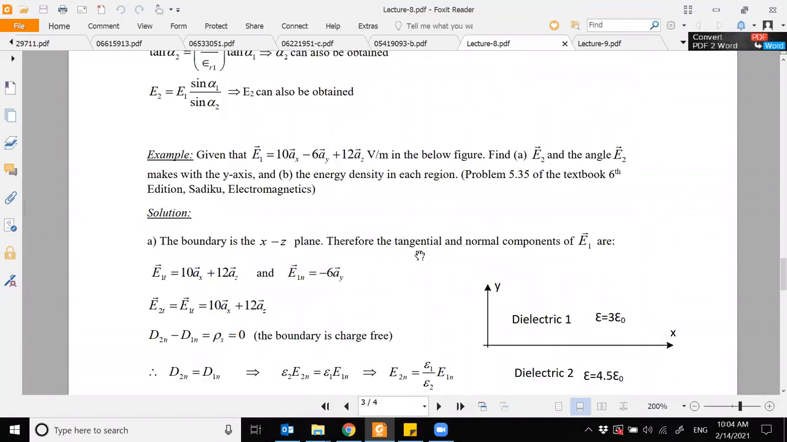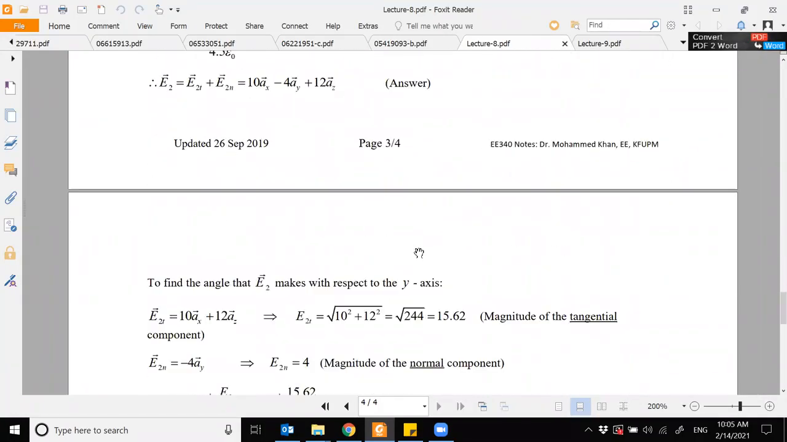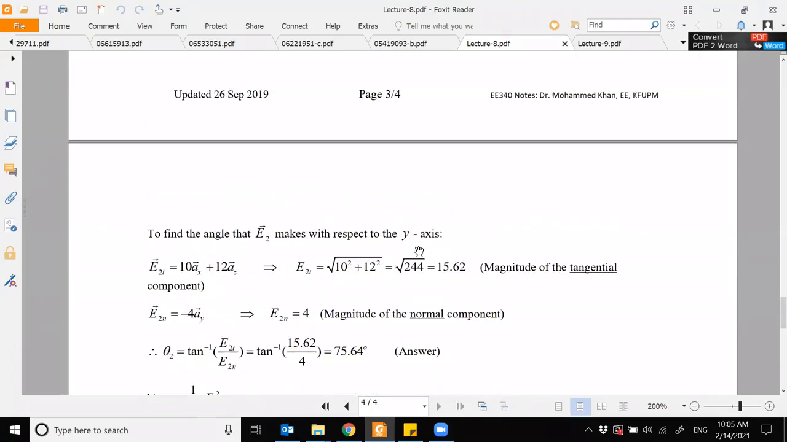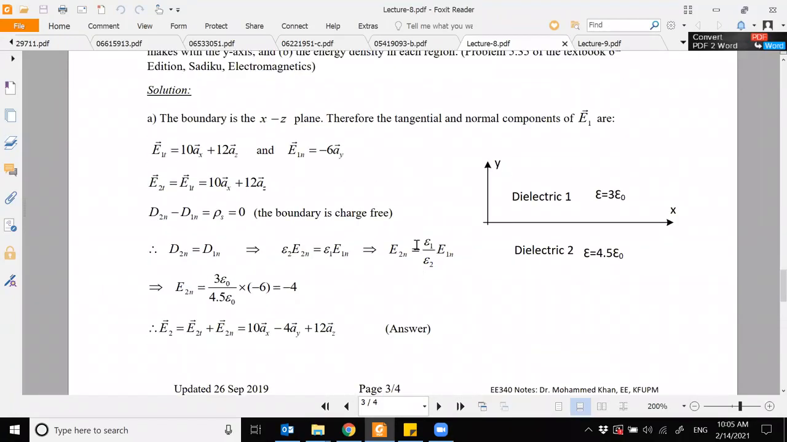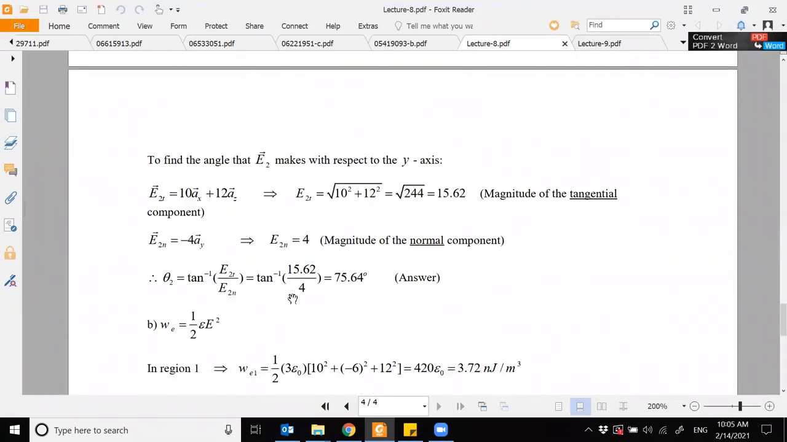And then we took 2 examples. We took this very nice example where we looked at how to find the electric field of other components, and then the electric field in the other medium when one medium is given to us. We also found how to get the angle, right?